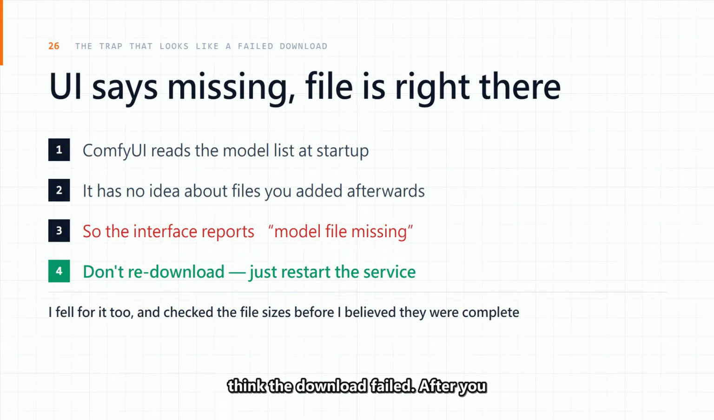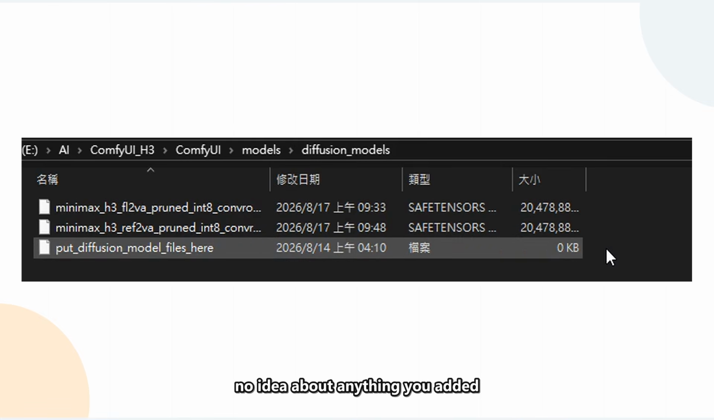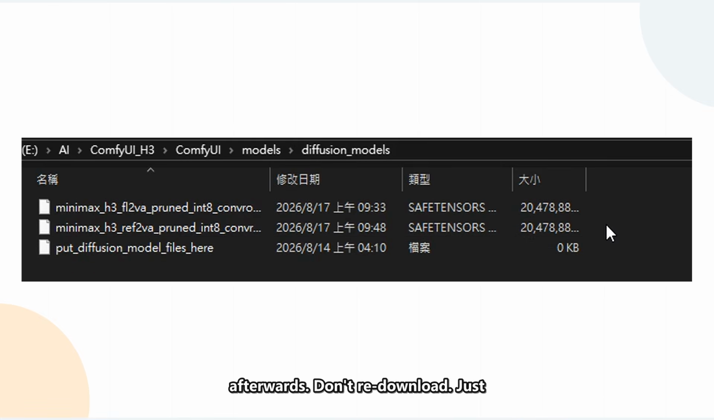Here's a trap that will make you think the download failed. After you drop the models in, if ComfyUI is already running, the interface will tell you the model file is missing, even though the file is sitting right there. That's because it read the model list at startup, and it has no idea about anything you added afterwards. Don't re-download, just restart the service. I fell for this myself and went and checked the file sizes before I believed they were complete.